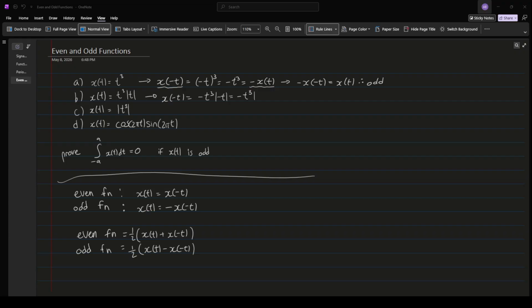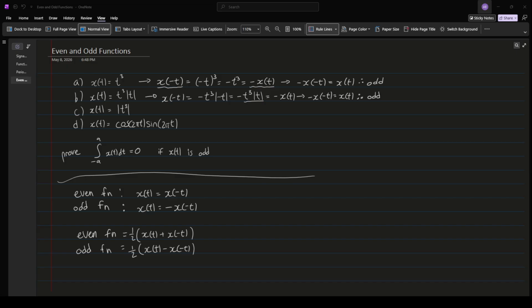So again, this is just equal to, right here, this is x of t, so we could just say that this is equal to negative x of t, and so we have the same thing: negative x of negative t equals x of t. So this is also an odd function.